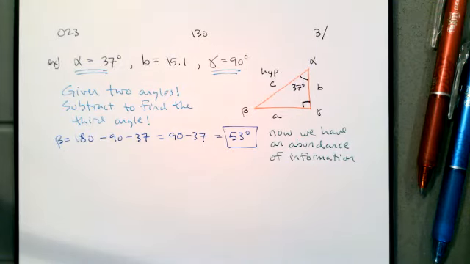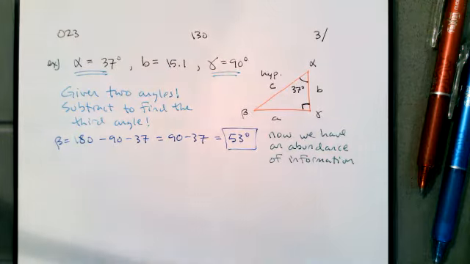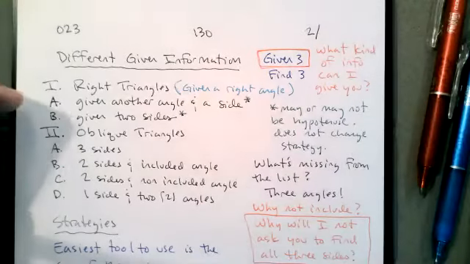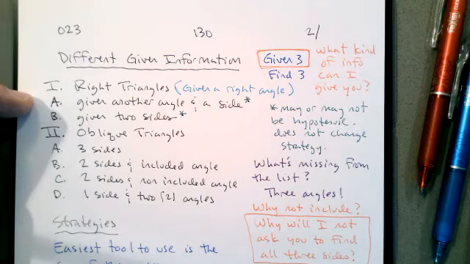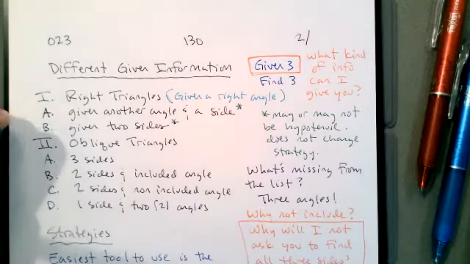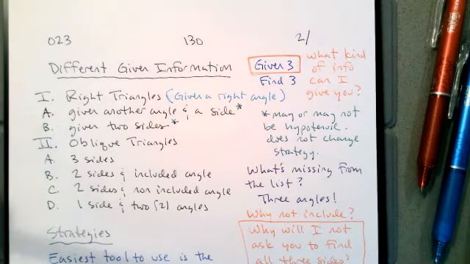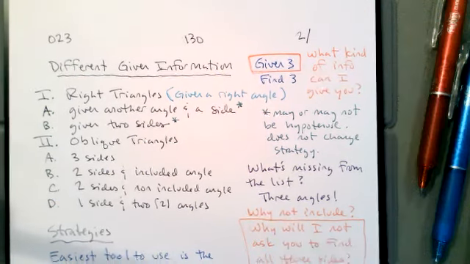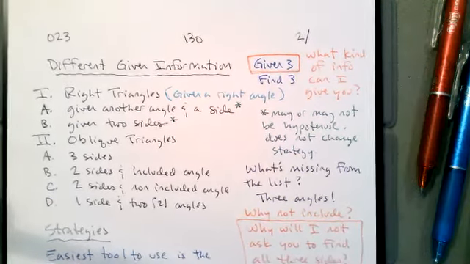Let's look at another example. So given a right triangle and one of the angles in the right triangle, we should subtract to find the third angle because that's going to be a situation where we have two angles. And as soon as we have two angles, we should subtract to find the third. The other right triangle's case is that if we're given two sides. Here, we're going to have to use inverse trig functions to find an angle.